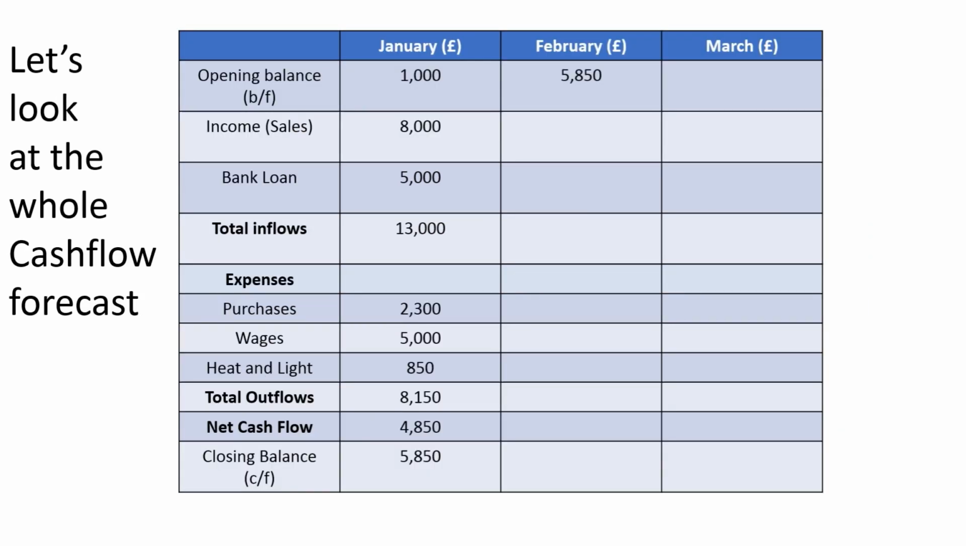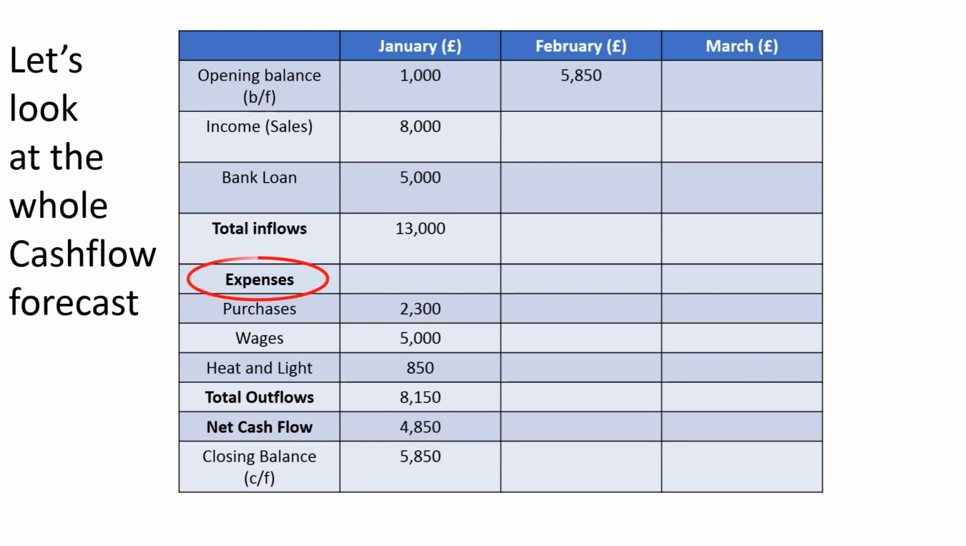So let's have a look at the whole cash flow forecast. We start with our opening balance, which has been brought forward from December, which is £1,000. We then look at our income. So we have £8,000 from sales and we have £5,000 from the bank loan. We then add those together, which gives us our total inflows of £13,000.